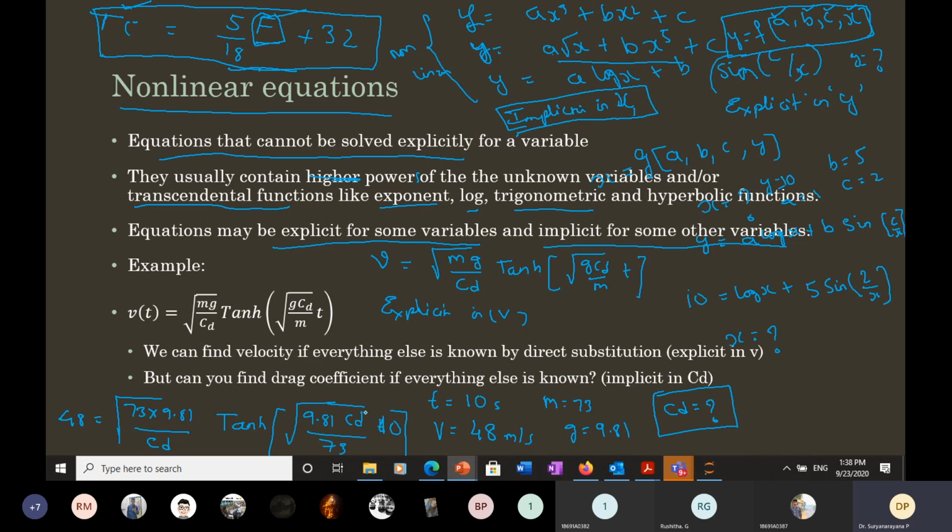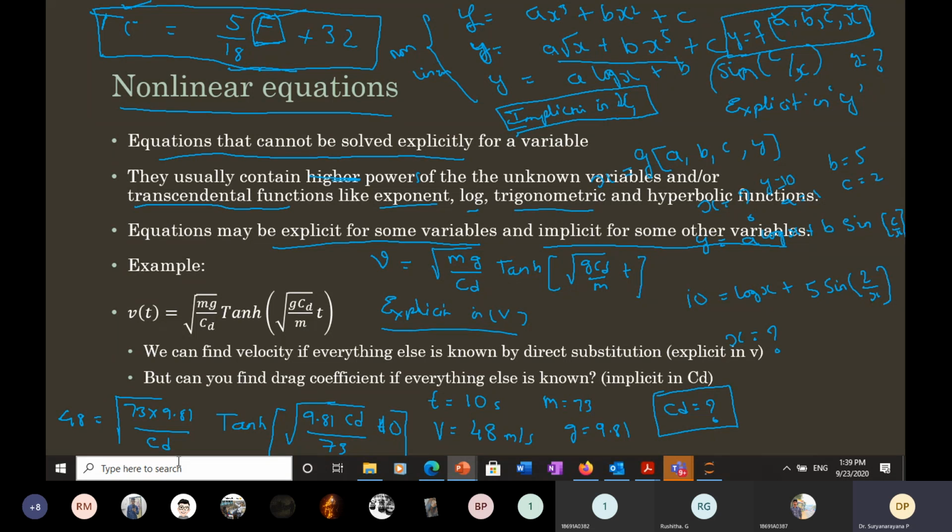It is implicit. For a given time, if you know all the other variables, finding velocity was an explicit problem. You had no problem. But if you're trying to design the Cd, if you have a specific condition in mind of what the velocity should be at what time, and then you're asking the inverse question of what the coefficient of drag should be such that the diver attains a velocity of 48 meters per second after 10 seconds after jumping, then it becomes an implicit problem. We cannot simply substitute and solve it. So that's an example of a nonlinear equation.